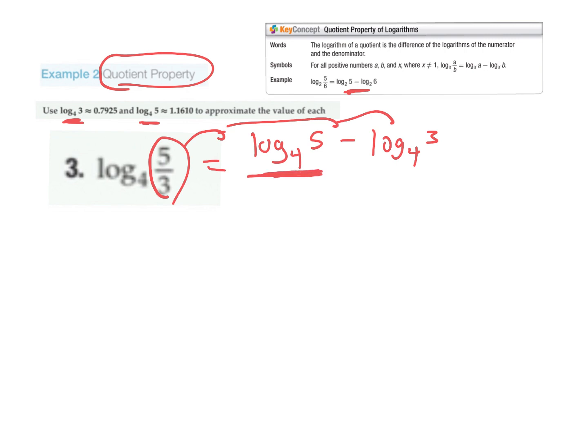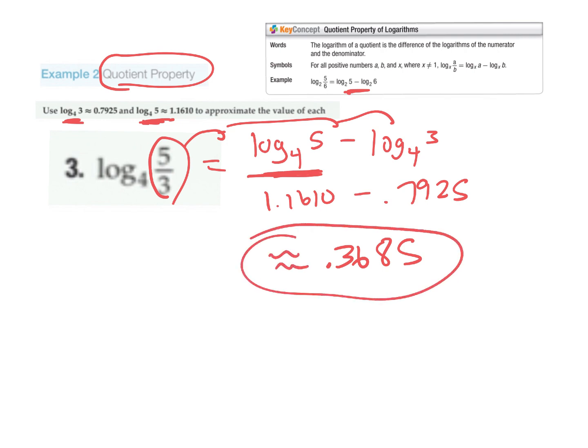Now I can do each of these separately. Log base 4 of 5, which over here is 1.1610, minus the log base 4 of 3, which is 0.7925. And so once I substitute what they approximately equal, I can then subtract them. 1.1610 minus 0.7925, and I get 0.3685. And that's an approximate, so I do a squiggly line, and there's my answer.